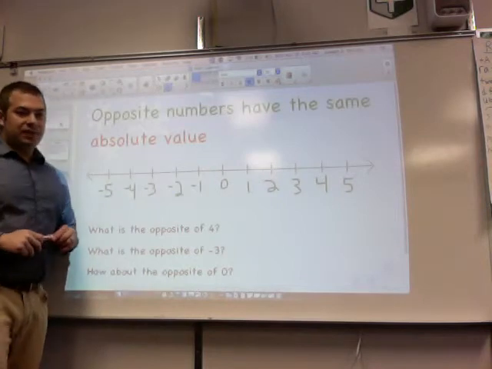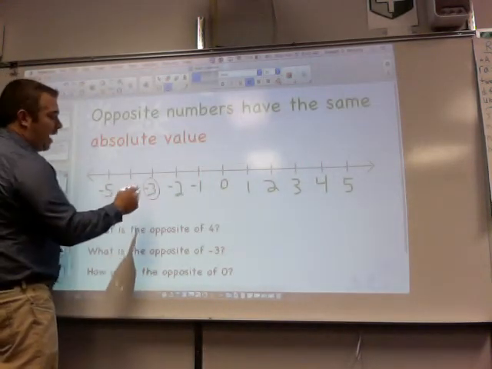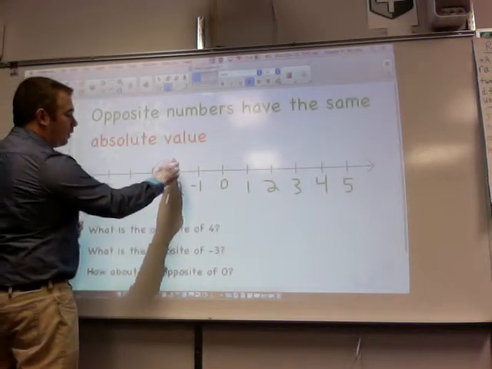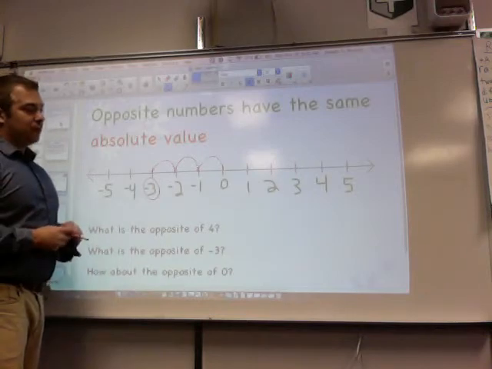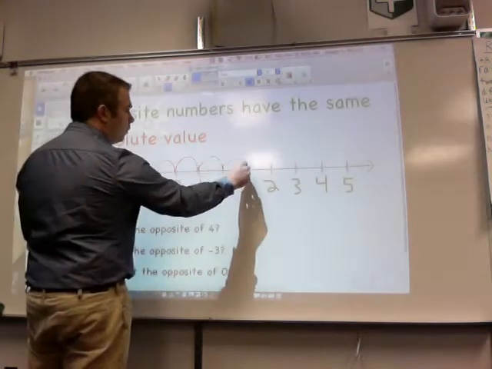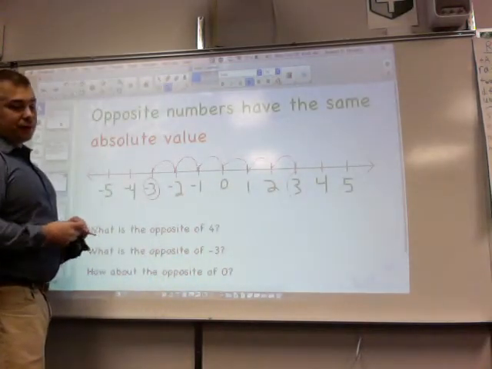How about what is the opposite of negative 3? Well, here's negative 3. How many hops is it away from 0? 1, 2, 3. So the opposite of negative 3 would be 3 hops away from 0 on the other side. 1, 2, 3. So the opposite of negative 3 is 3.